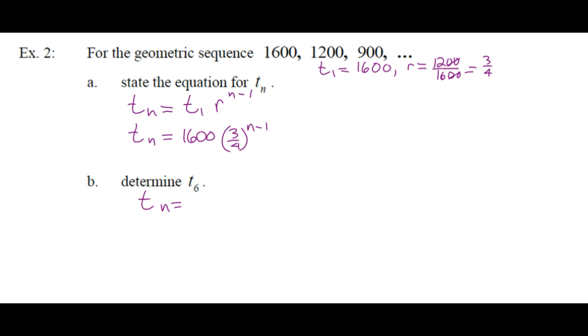Okay, determine T6. So T sub n is T1 times R to the n minus 1. So always start with the formula, right? It gets you into a thinking set, because on the test you're going to be doing arithmetic sequences and geometric sequences. So by showing the formula, you at least get into the right mode. Okay, I'm doing a geometric sequence. Here's the term, I want T6. I know T1, R is 3/4, and this is 6 minus 1.